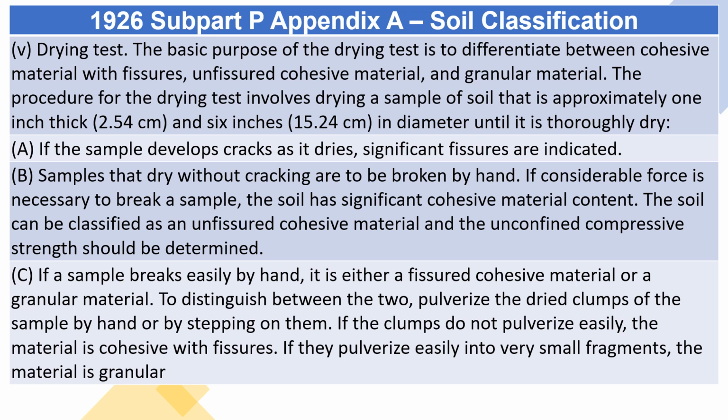If considerable force is necessary to break a sample, the soil has significant cohesive material content. The soil can be classified as an unfissured cohesive material and the unconfined compressive strength should be determined. C. If a sample breaks easily by hand, it is either a fissured cohesive material or a granular material. To distinguish between the two, pulverize the dried clumps of the sample by hand or by stepping on them. If the clumps do not pulverize easily, the material is cohesive with fissures. If they pulverize easily into very small fragments, the material is granular.